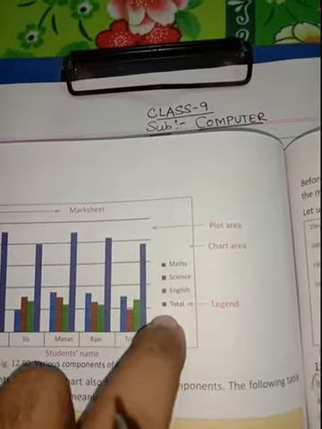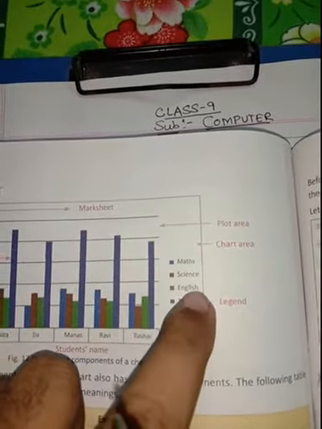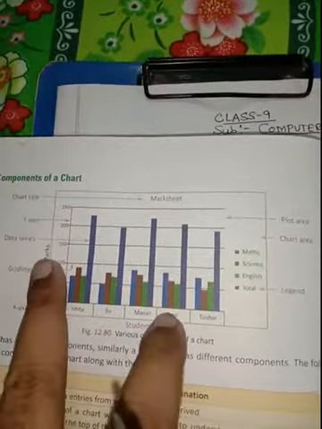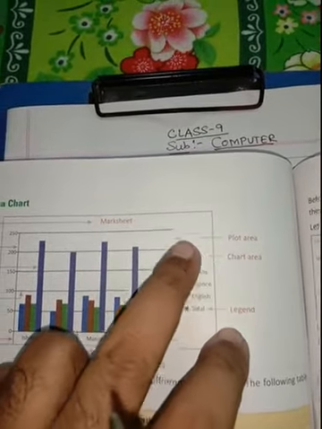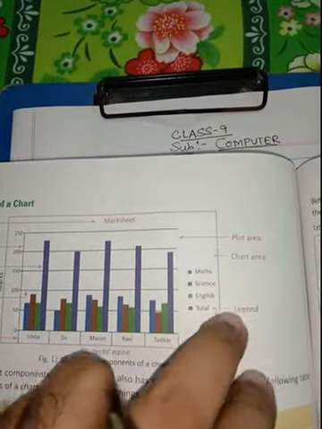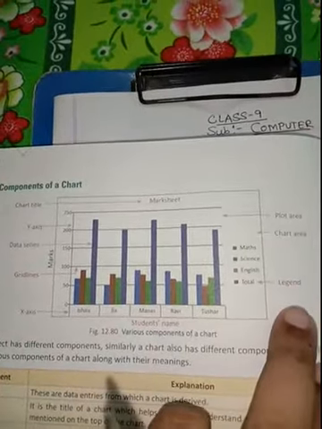You have the option of putting the legend on the right side, on the left side of the chart, or at the bottom. This is the chart area. This is the plot area. So these are the different components of a chart that we generally have.